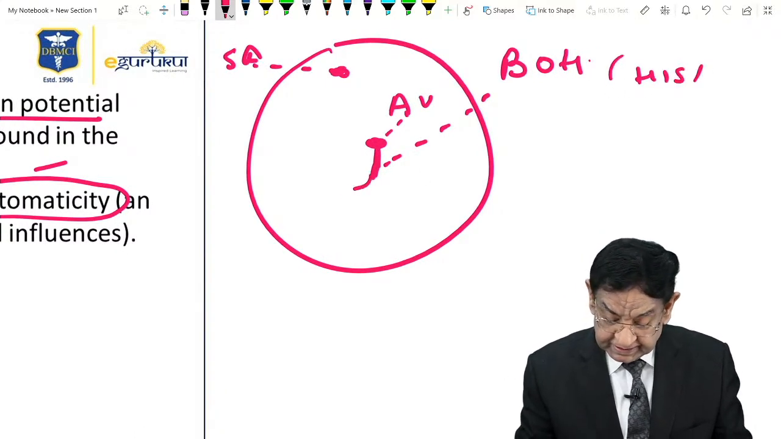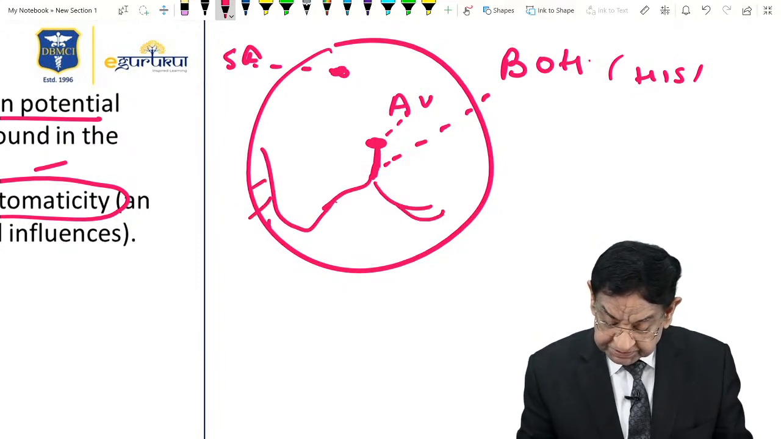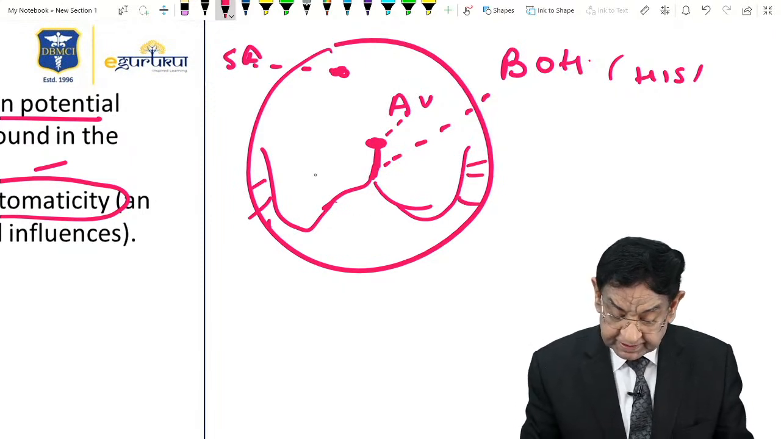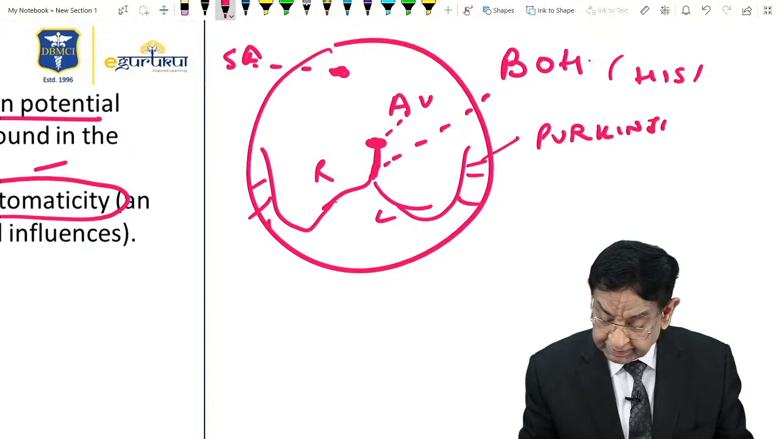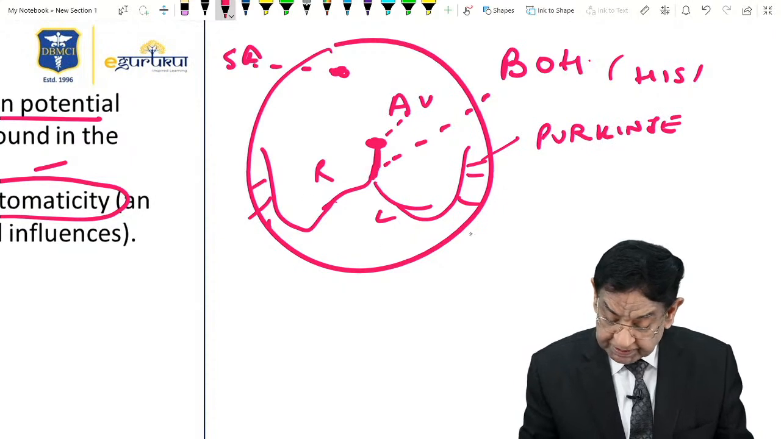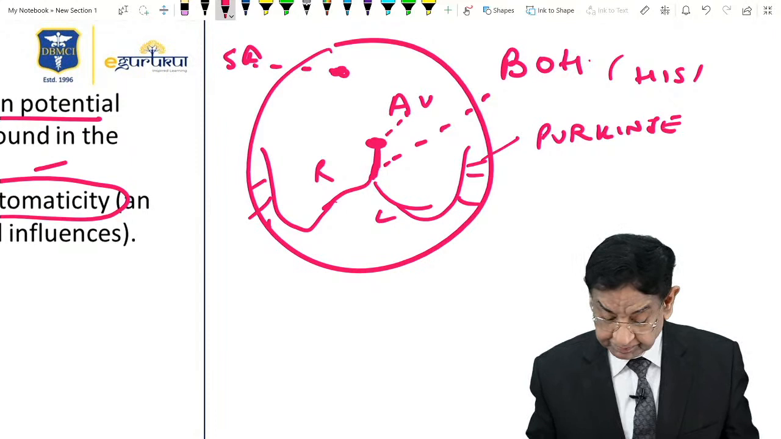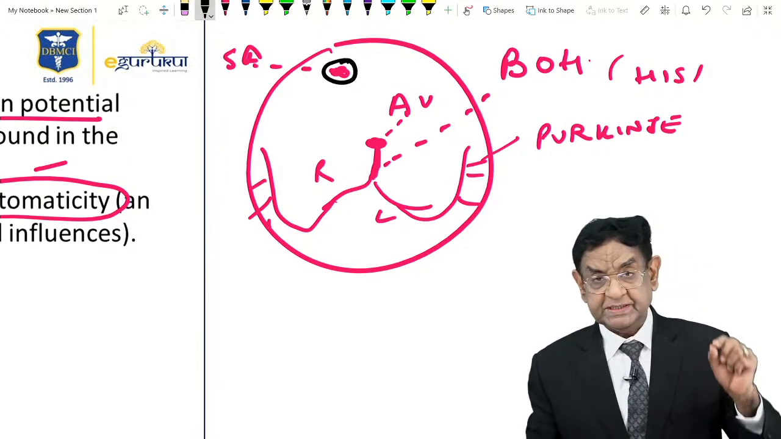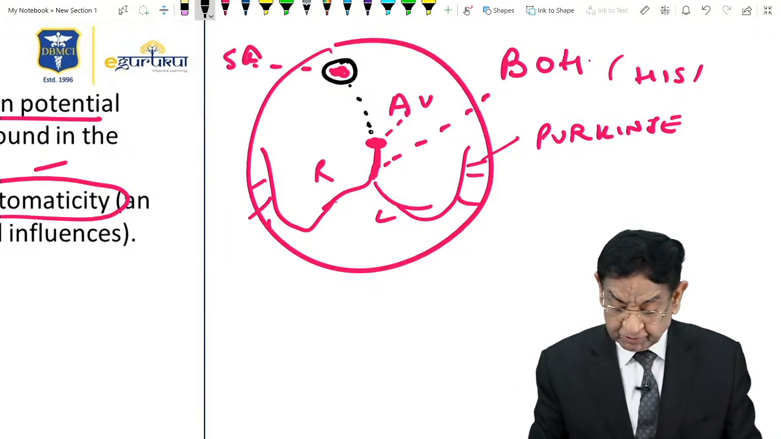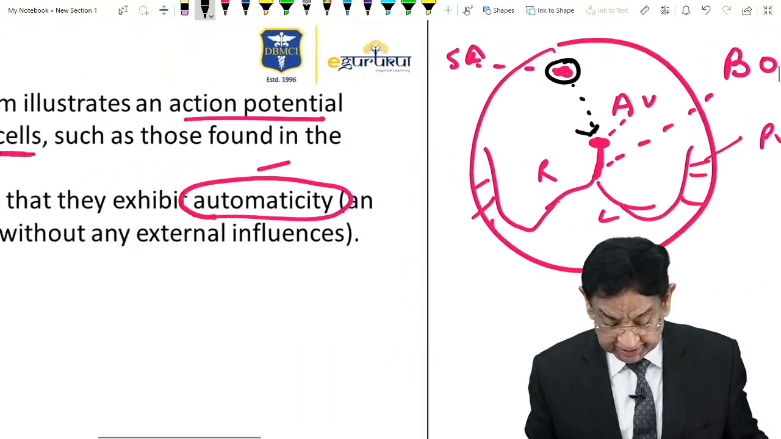Then there are the right and left branches, and they are the Purkinje fibers, which are going to carry the impulse to the whole cardiac muscle. This is the cardiac conduction tissue. As I mentioned, this one, which has automaticity, will generate an impulse that will come to the AV node. From the AV node, it will be distributed all over the myocardium.